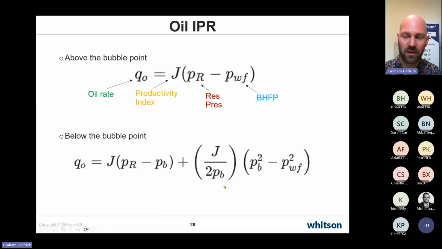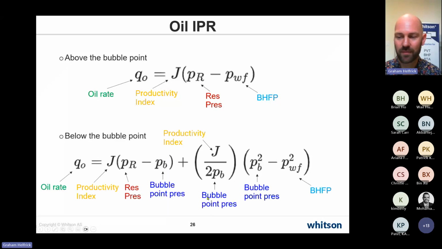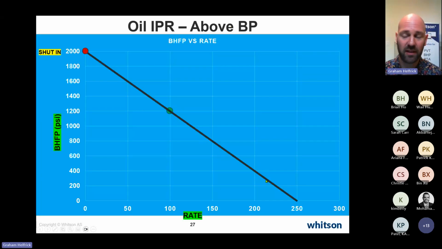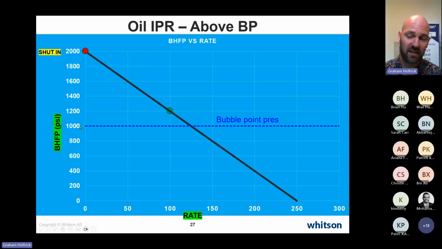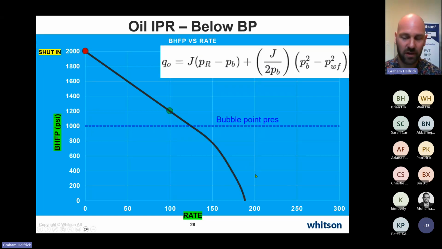So we've just kind of rewritten this Vogel IPR calculation, and we've added in a bubble point pressure term. So if we specify what that bubble point pressure is, that means we take our straight line, we specify our bubble point pressure, 1,000 PSI here, and it'll turn our curve into this sort of shape, right? So we have a nice straight line above the bubble point. We have a curved line below the bubble point.